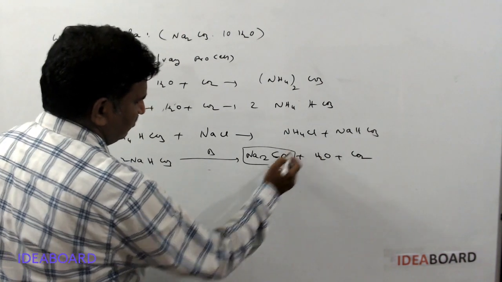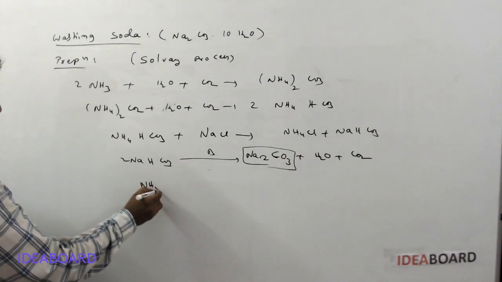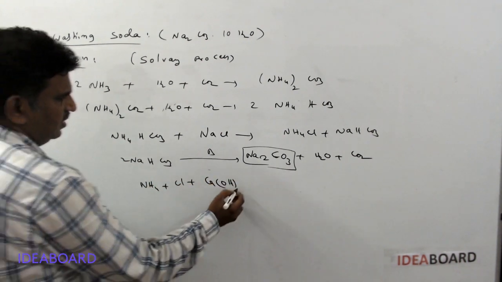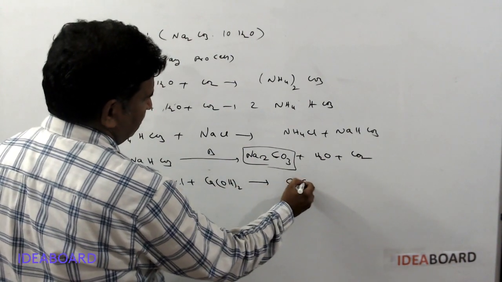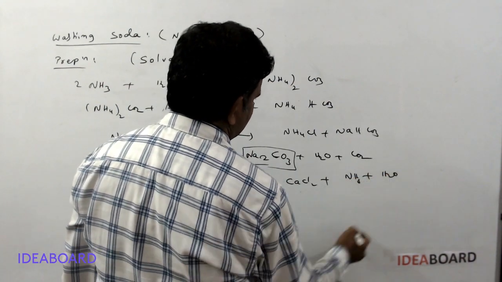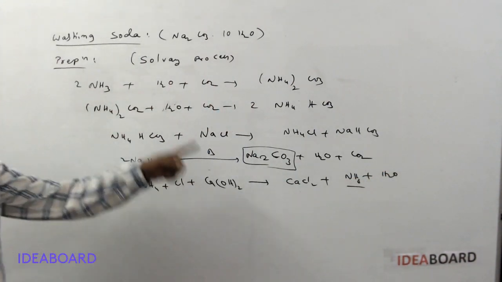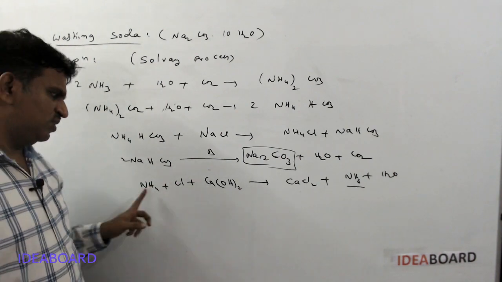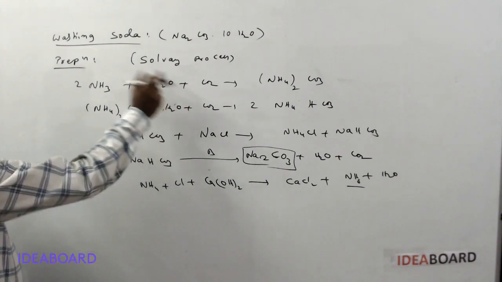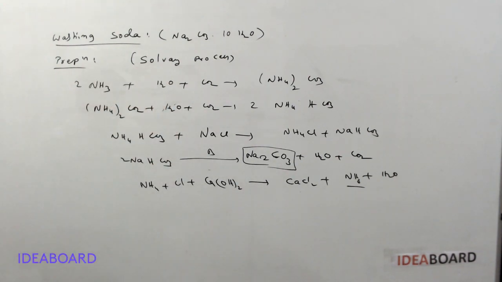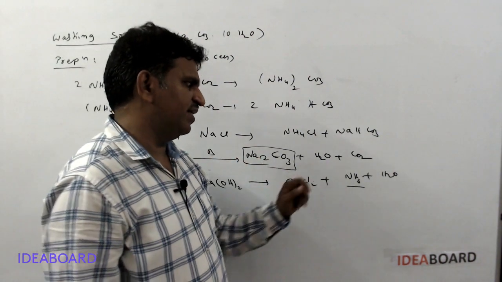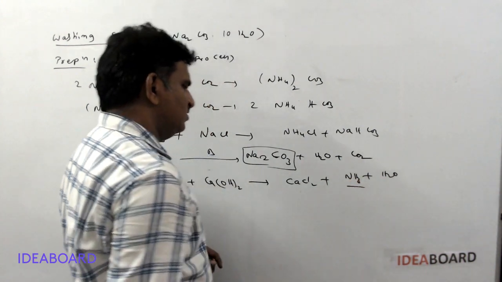Here an important byproduct, ammonium chloride, is present, and this is treated with calcium hydroxide. Then it forms CaCl2, another important byproduct, and NH3 plus H2O. This ammonia is again used in the first step. This step is also called the regeneration of ammonia, which is used again in the Solvay process. This is the Solvay process for the preparation of sodium carbonate, and here ammonia is regenerated.